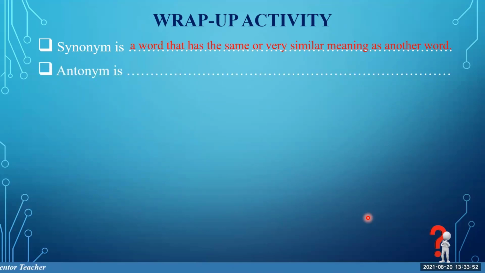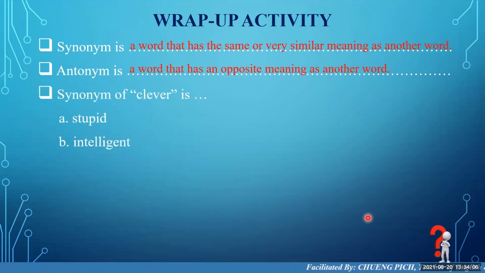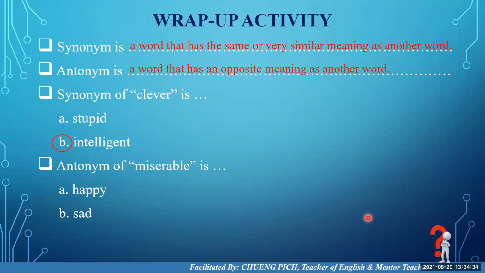Another one is antonym. So what is antonym? Antonym is the word that has the opposite meaning to another word. Another quiz: the synonym of clever is A or B. The answer is B, intelligent. And the last one, the antonym of miserable, the opposite meaning of miserable, is A, happy, or B, sad. So what is it? The answer is A, happy.